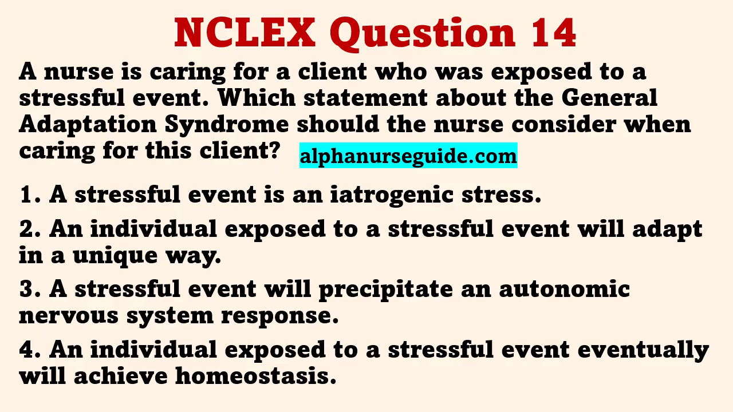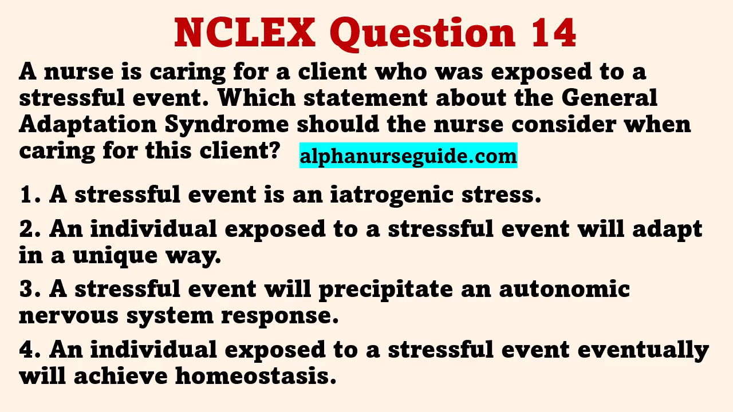1. A stressful event is an iatrogenic stress. 2. An individual exposed to a stressful event will adapt in a unique way. 3. A stressful event will precipitate an autonomic nervous system response. 4. An individual exposed to a stressful event eventually will achieve homeostasis.